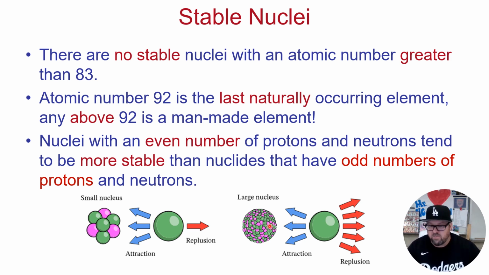And so this is why we get so much radioactive decay among very large nuclei. It's really hard for them to be stable. So I really like this little diagram at the bottom.